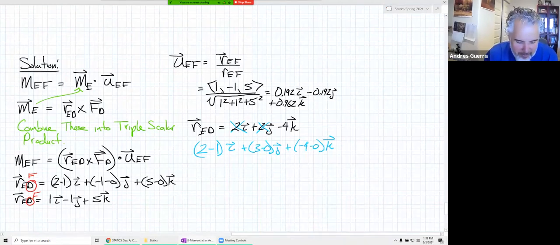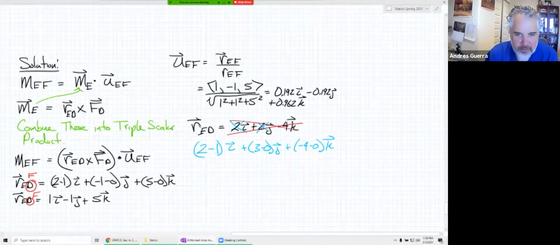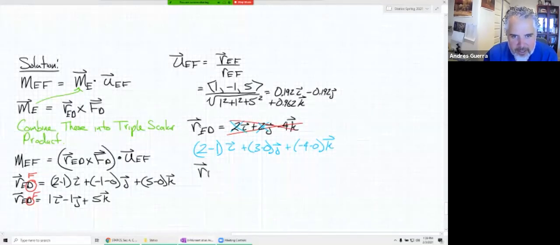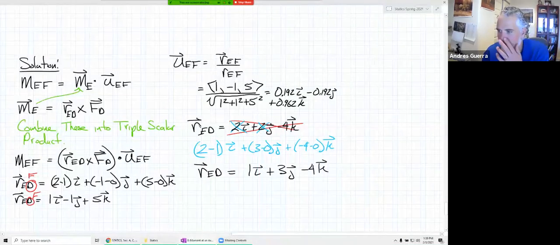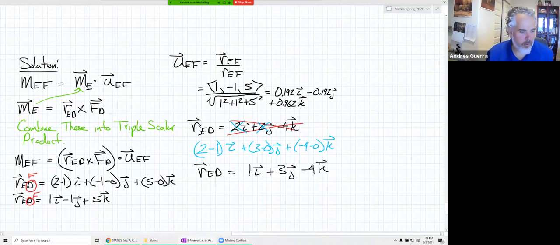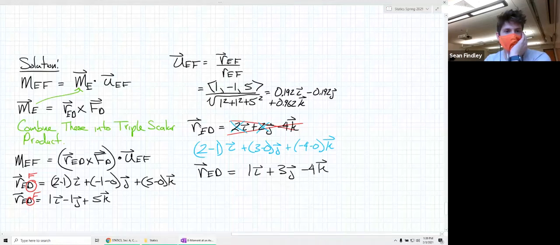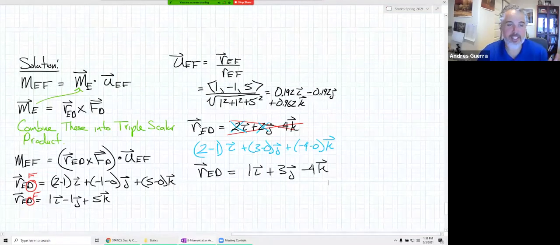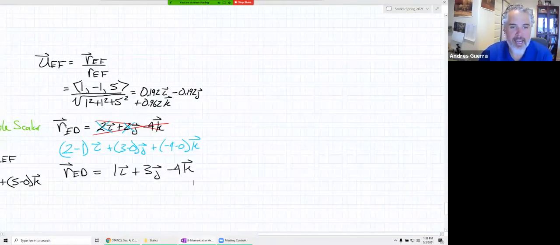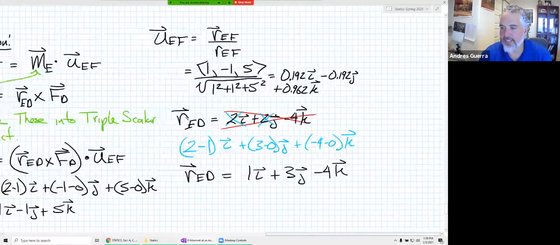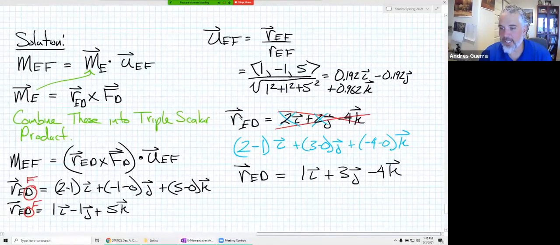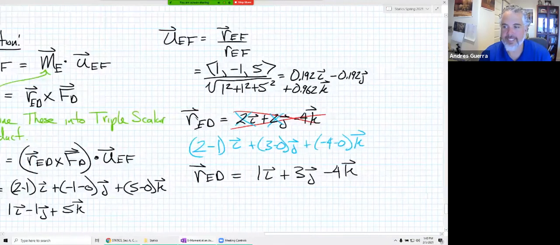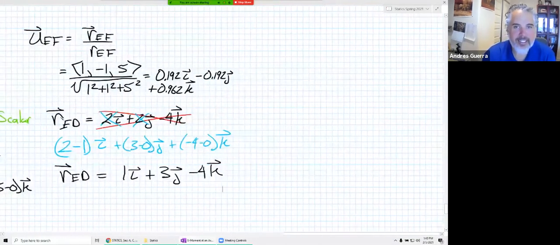So why don't we scratch that and let's rewrite the position vector from E to D. And so that's going to be a 1i plus a 3j minus a 4k. Am I right now? Yeah? Okay, good. This is not the first time I have used this example, and that is the first time that we have caught that mistake. Interestingly enough. So nice work to those of you that are paying attention, even through a computer screen.